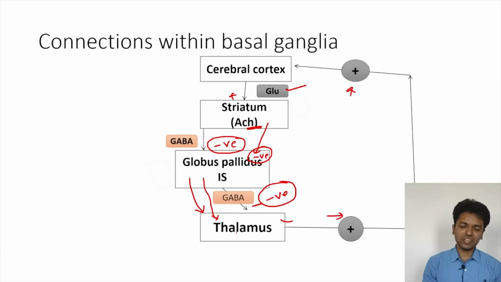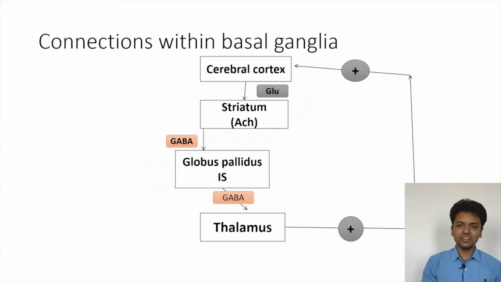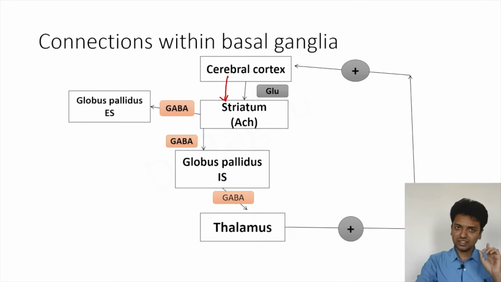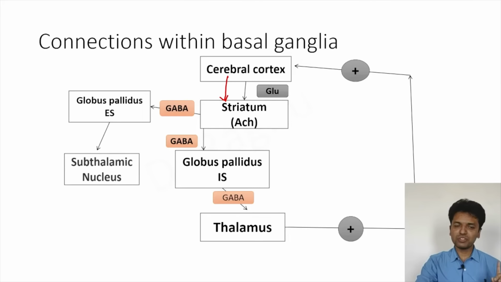Now let's understand the meaning of the indirect circuit. Okay, so the indirect circuit also goes from the cerebral cortex to the striatum. From the cerebral cortex to the striatum, what fibers are there? There are excitatory fibers. Now from the striatum, it goes to the globus pallidus external segment, and these are inhibitory fibers. From the globus pallidus external segment, the fibers go to the subthalamic nucleus. Again, these are inhibitory fibers.